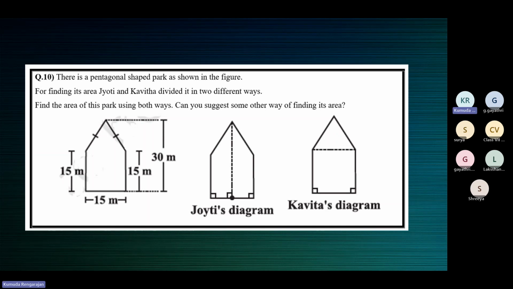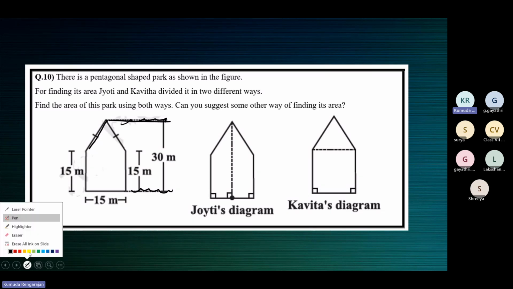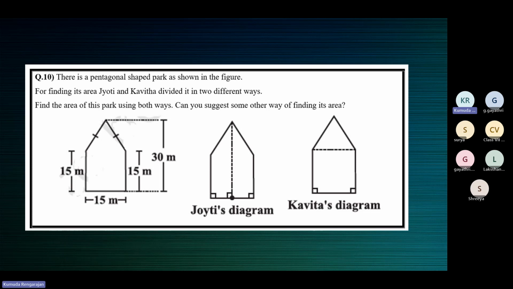So you can see there's a pentagonal shaped park. This one, not this one. These are just the extensions to show some lengths. See, this one only is the pentagonal shaped park. Only this. 1, 2, 3, 4, 5. 5 sides, so pentagon. 5 sides, pentagon. 8 sides, octagon.